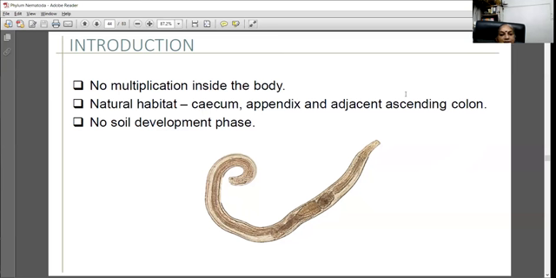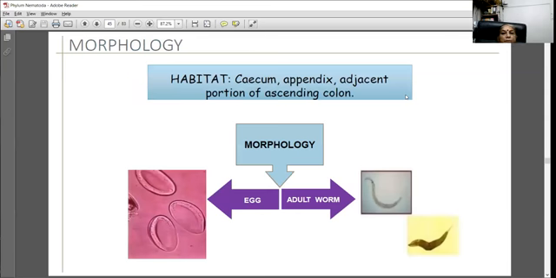The natural habitat of this pinworm is the cecum, appendix, and adjacent ascending colon. As I already told you, it has only one host. It develops only in human beings. No soil development phase is seen like the other worms. The morphology of the worm is of two types, that is eggs and the adult worm.